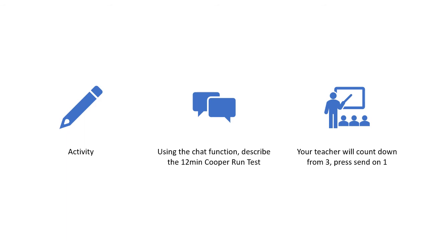This is going to be a task for you to do now. You're going to use the chat function here and you're going to have a chance of describing the 12-minute Cooper run. You need to think back to the Cooper run that you've all completed. Think about what equipment was needed, how the course was set out, and what you had to do to complete the test. What did you do once you finished the test as well? Your teacher is going to count down from 3 and you're going to press send on 1 when you've all finished your description.